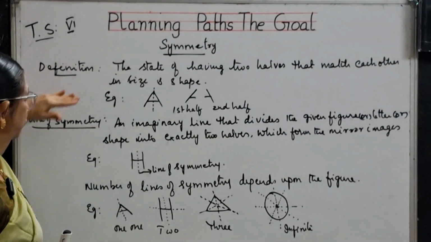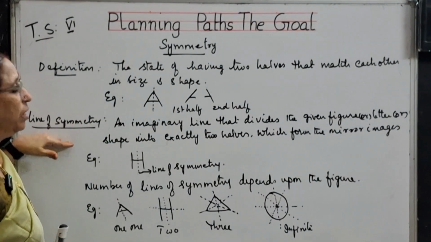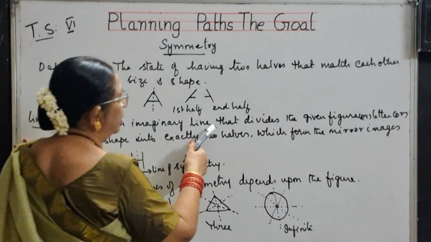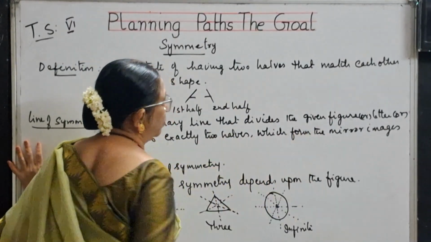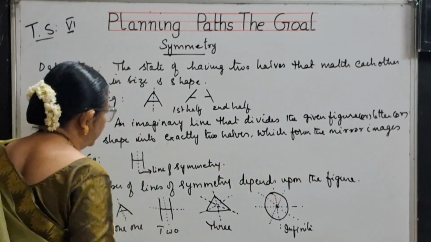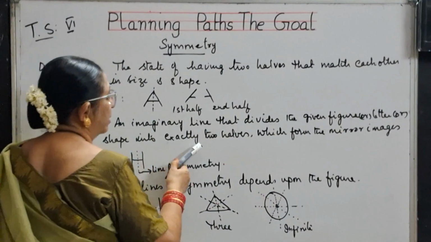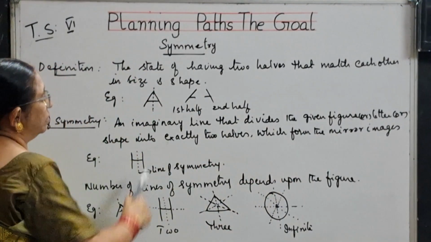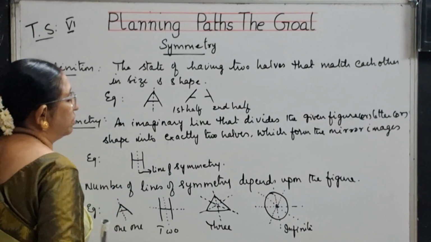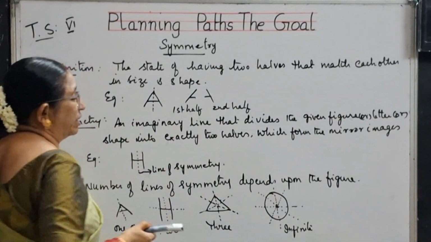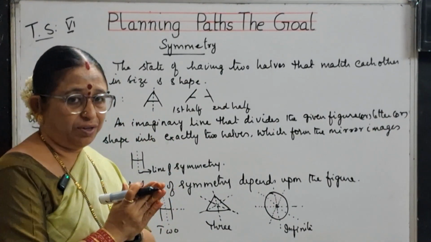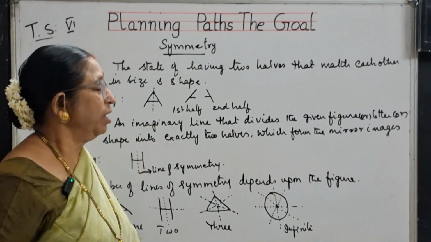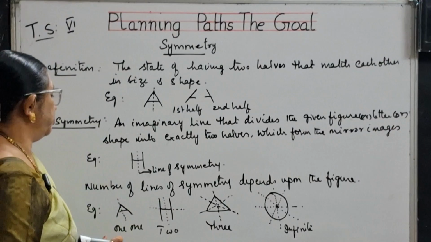And in this symmetry, what you need to know is line of symmetry. What is this line? It is an imaginary line that divides the given figure or letter or shape into exactly two halves which form the mirror images. This line divides the figure into exactly two halves. Each one will be the mirror image of the other. Those are called lines of symmetry.